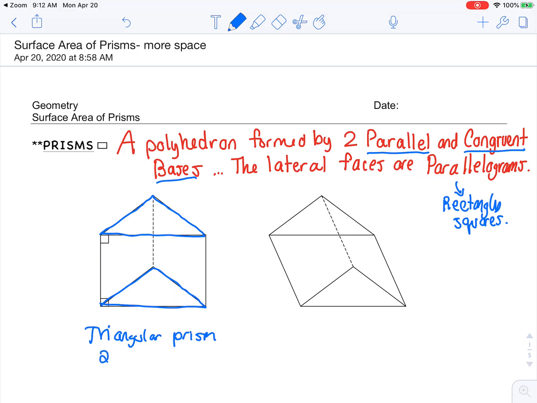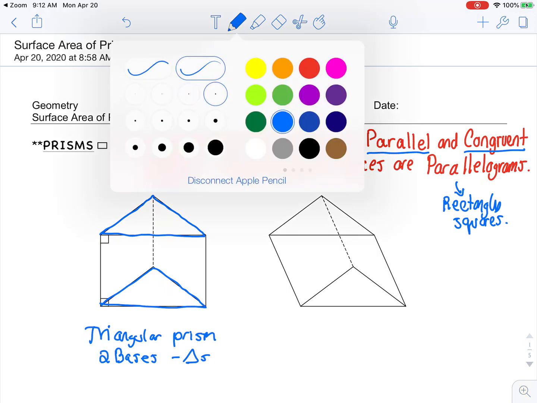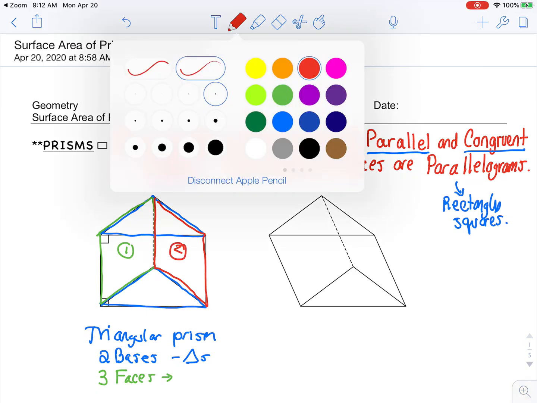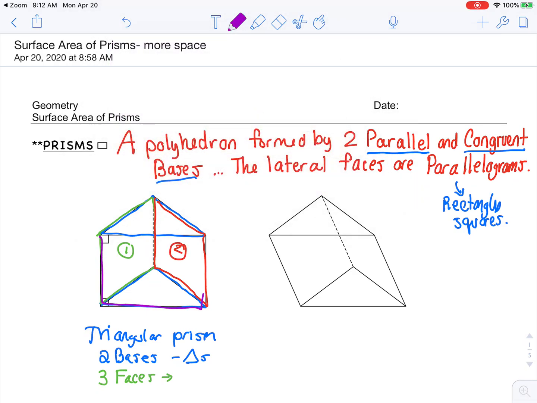And in addition to those two bases, now you'll notice that the bases themselves are triangles. In addition to those two bases, on this one, there are three faces. These three faces are the rectangles that are connecting those two bases. So there's one rectangle here, there is a second rectangle right here, and then there is a third rectangle down at the bottom, this third rectangle right here. So that's that third one. So there's going to be three either parallelograms or rectangles or squares.